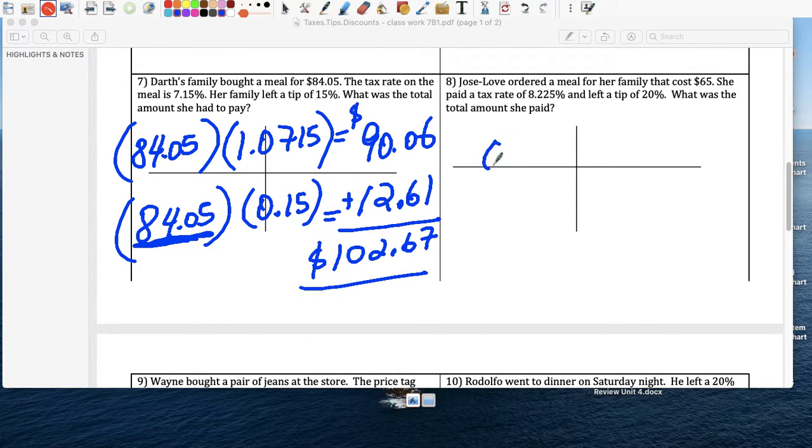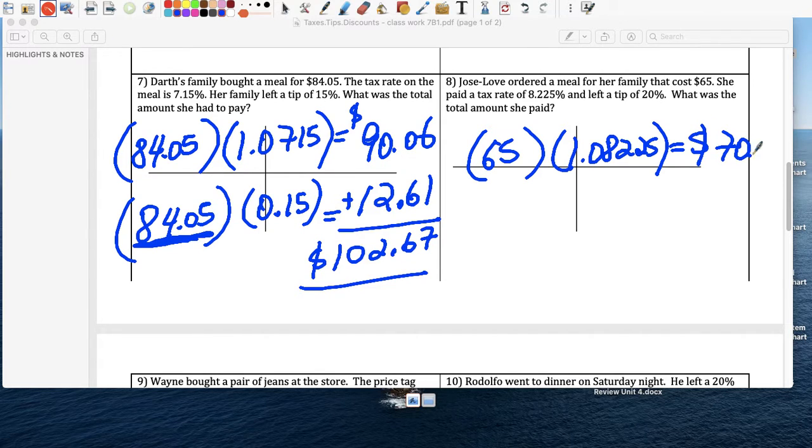Let's see, $65 is the meal. We're going to pay a tax on the meal, so 1.08225. So let's multiply 65, the total, times the tax, which would bring my total to $74.35. So that's without tip.